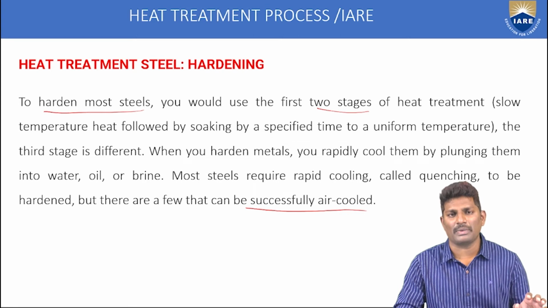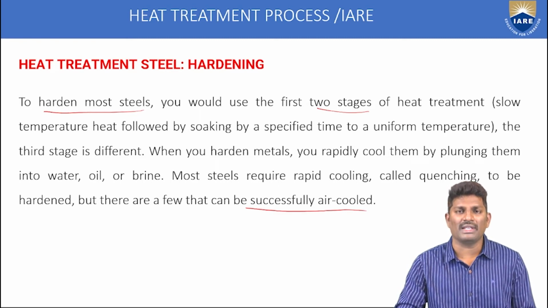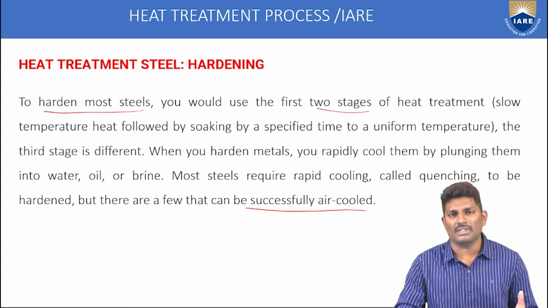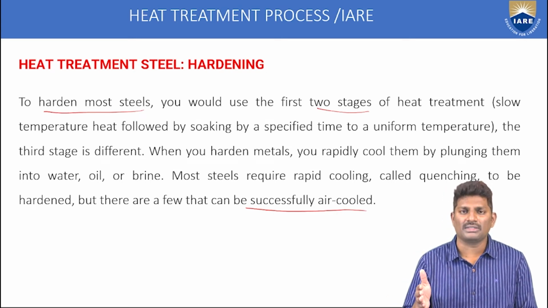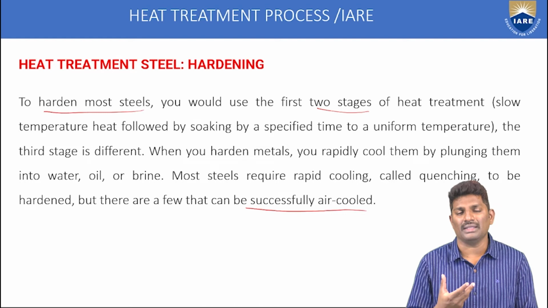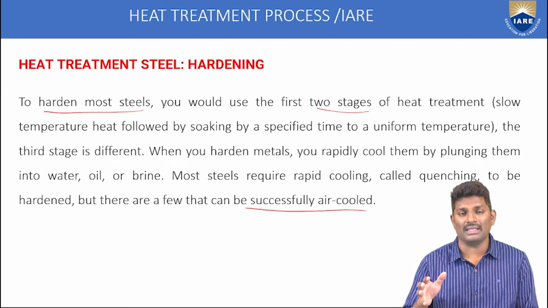This type of rapid cooling is called quenching. Some few materials can cool themselves with the help of air, and if they are cooled naturally, we can also achieve the hardness of the material. So depending upon the type of material, it can be done by rapid cooling or by cooling with the air which is naturally available. So these are the three stages where you can get the desirable mechanical property, that is the hardness. If you want to increase the hardness, then you have to go with this type of hardening heat treatment process.